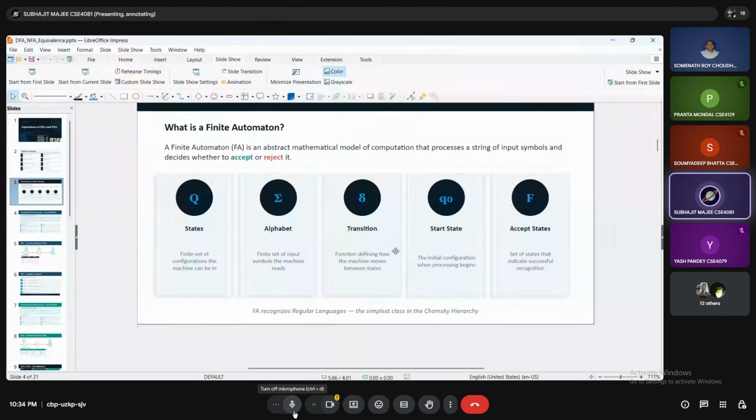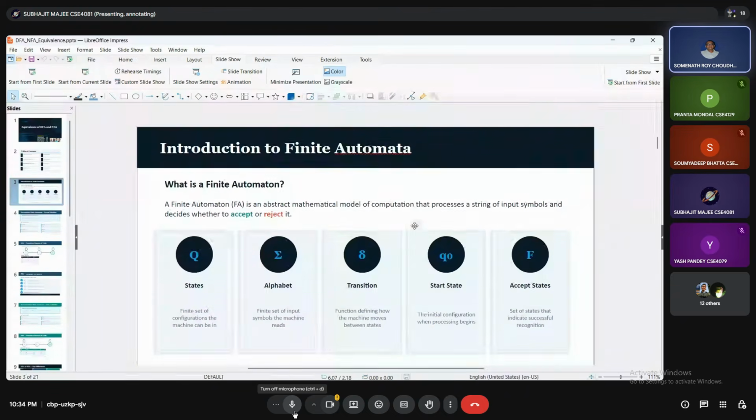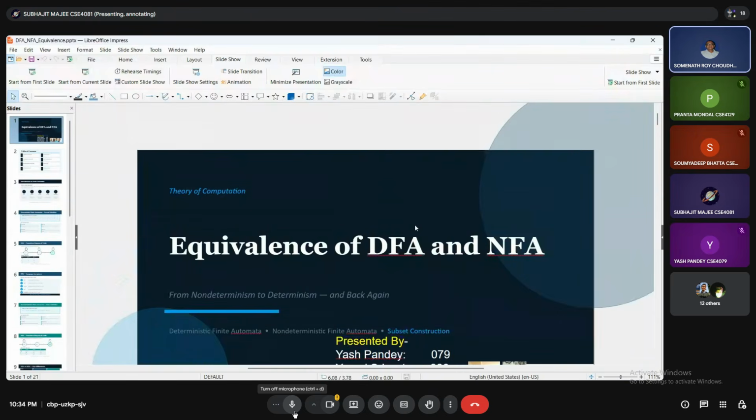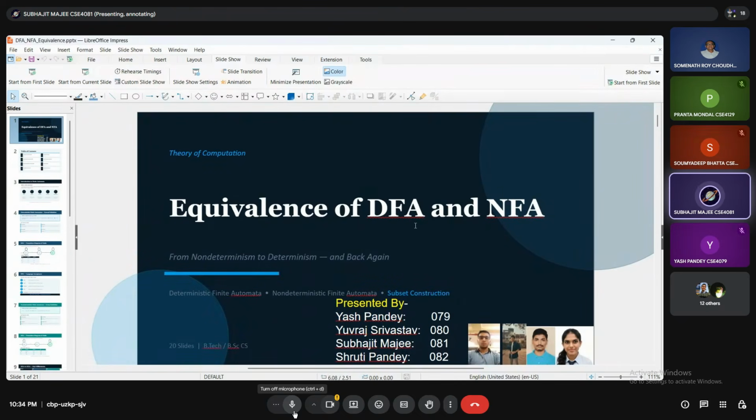So at first I am sharing what is finite automata. Start from the beginning. First screen. Please. Okay, I am presenting the equivalence of DFA and NFA.